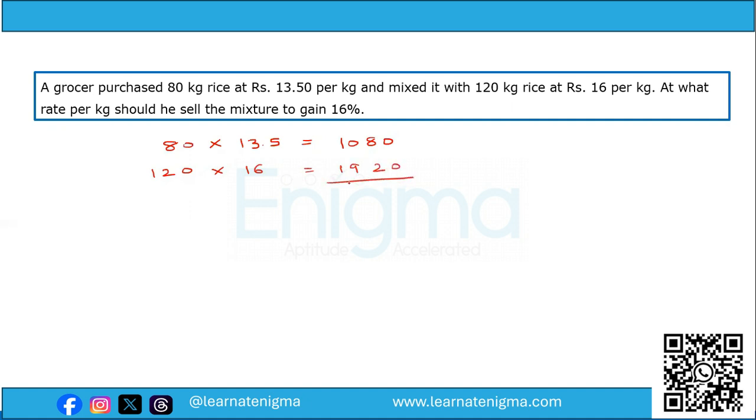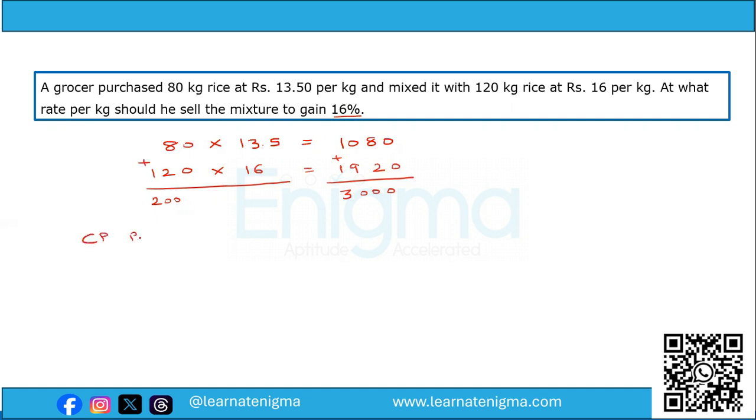If we add this, we can see that the total cost incurred by the grocer is rupees 3000, and now he has 80 plus 120, that is 200 kgs. Now he wants the mixture to gain 16%. So the profit percentage he wants is 16%.